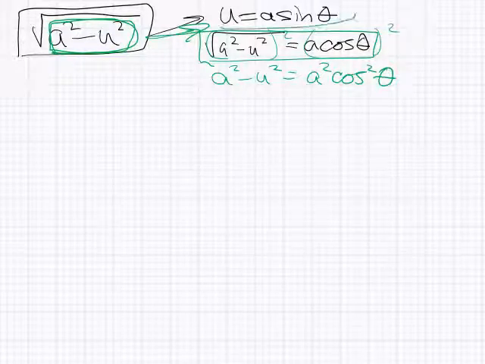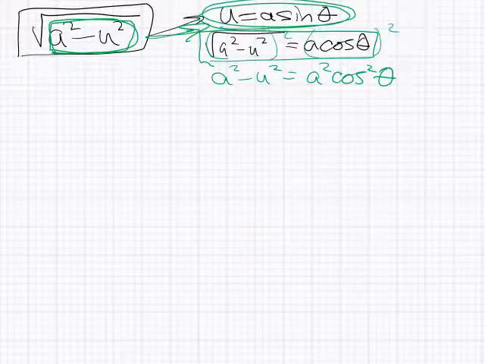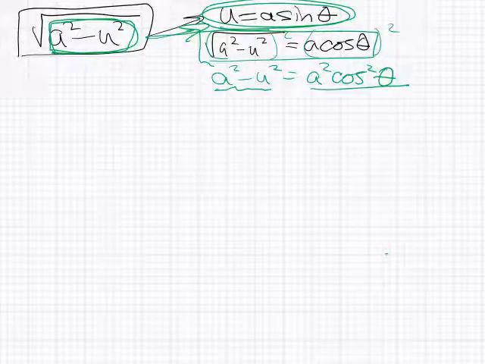And so this would still be the initial substitution. If u equaled a sine theta, then we could say that a squared minus u squared equals a squared cosine squared theta. And so while it's pretty easy to identify the square roots, they're not necessarily the requirement for using trig substitution. The inside of the root is the primary requirement.